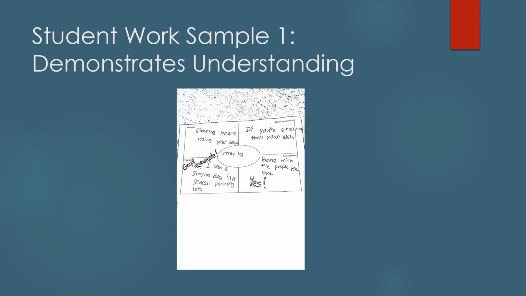Here you see a student work sample that I used during a reading lesson showing the meaning of the word straying. Here the student has a great understanding of what the word means and what it doesn't mean. I want to direct your attention to the non-example, being that a non-example of straying would be being with the people you love.